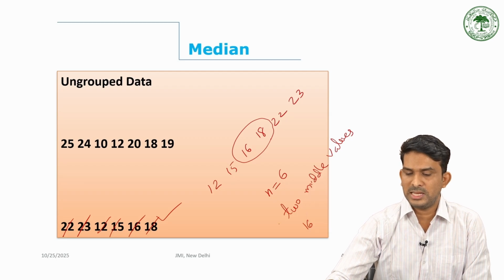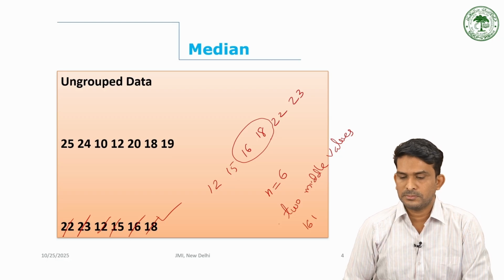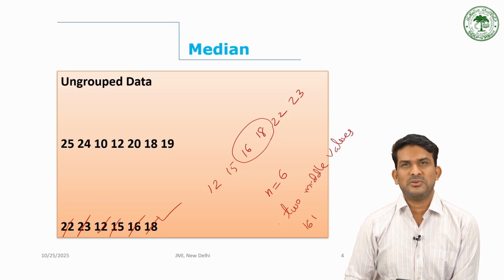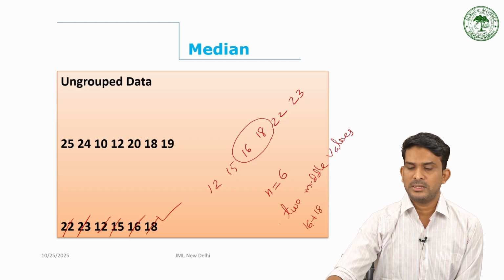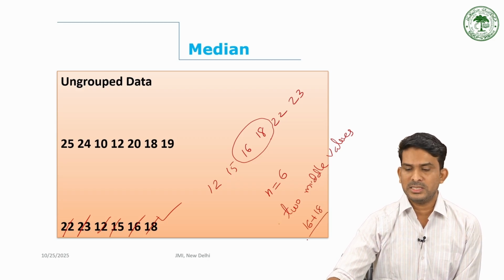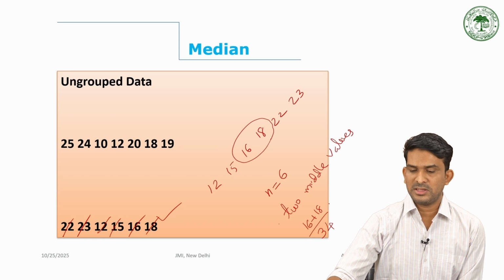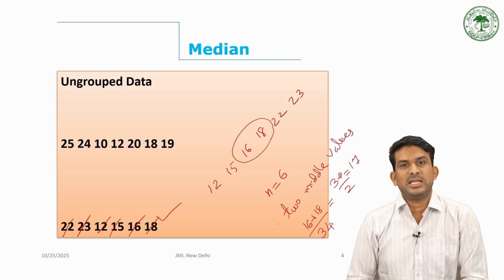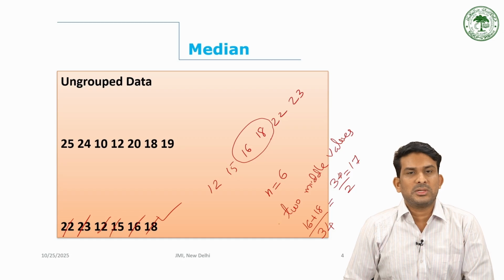So what do I do now? 16 plus 18, it is 34, right? I got 34 as total. Just go for the average. 34 by 2. So the value is 17. 17 is the median. So the concern here is to see the total number of observations.